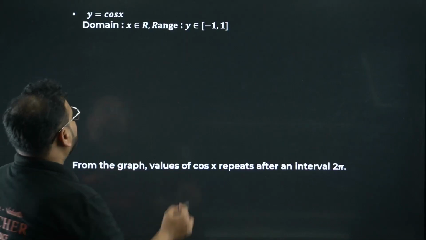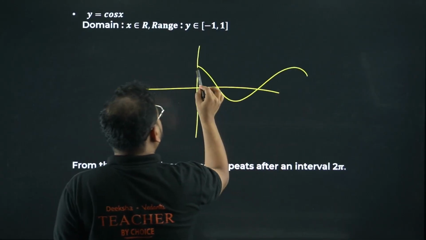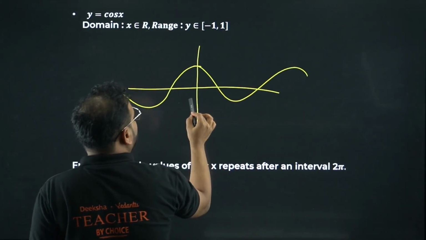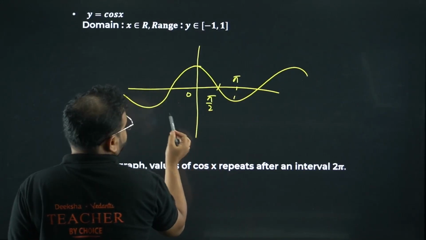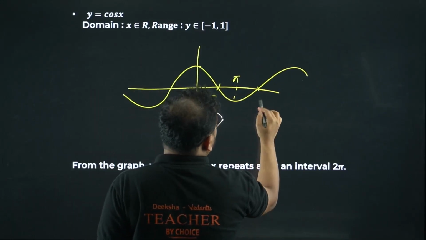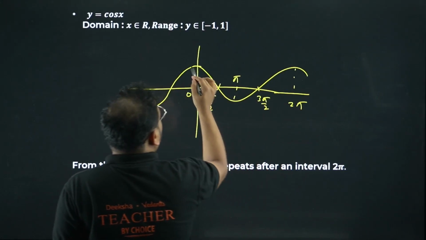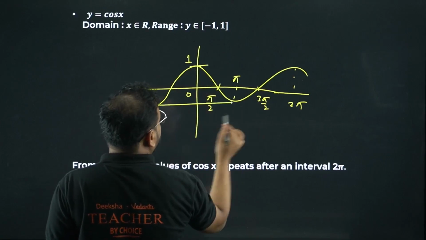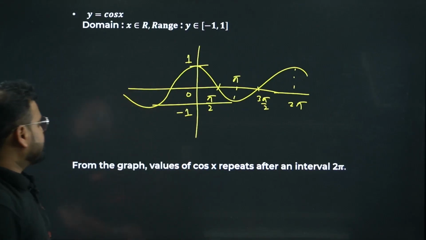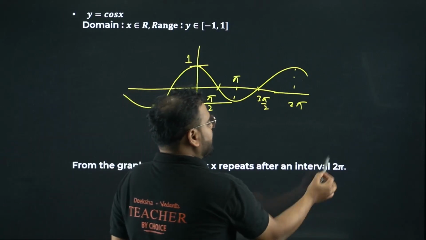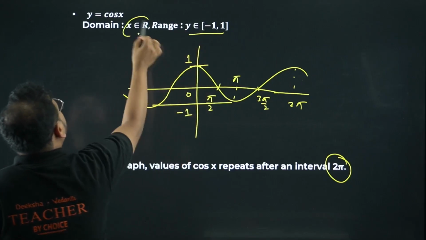Again, if you check for cos x now, the graph is a little bit different. It starts from 1 and goes like this, correct? So this is my 0, pi by 2, pi, and this will be 3 pi by 2, and this will be 2 pi. Again, the maximum value is 1, the minimum value is -1. The graph of y equal to cos x repeats after an interval of 2 pi. It is periodic on the interval of 2 pi, cos x as well. Range is -1 to 1, domain is all real.